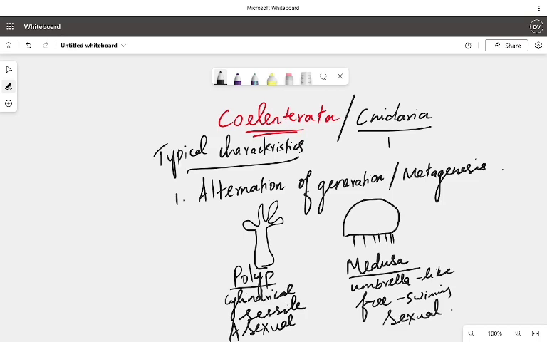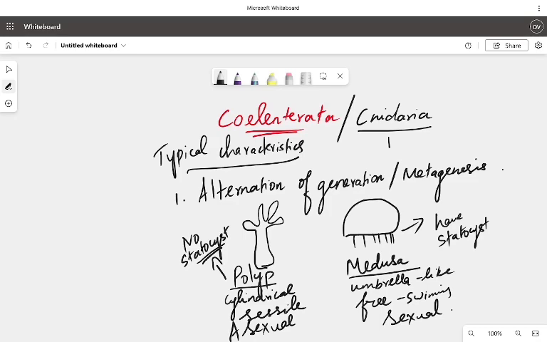Okay. And one more thing, the polyps will not have statocyst. Basically, statocyst is a structure which provides body balance while moving during locomotion. Since they are sedentary, they don't have the statocyst, whereas the medusa types will have statocyst, which gives them body balance during locomotion. So these are the two types which exist in the coelenterates.